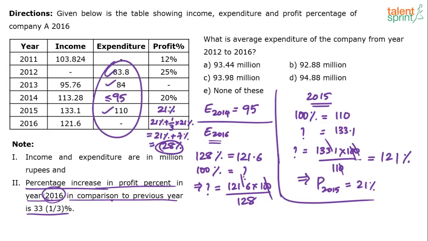Basically, otherwise a simple way to look at this: 1216 is 1280 minus 64. So 10 times minus 0.5 times, 9.5 times. This is 9.5 into 10. 9.5 into 10 is 95, which means the expenditure in 2016 is also 95. Exactly 95. It comes out to be 95.